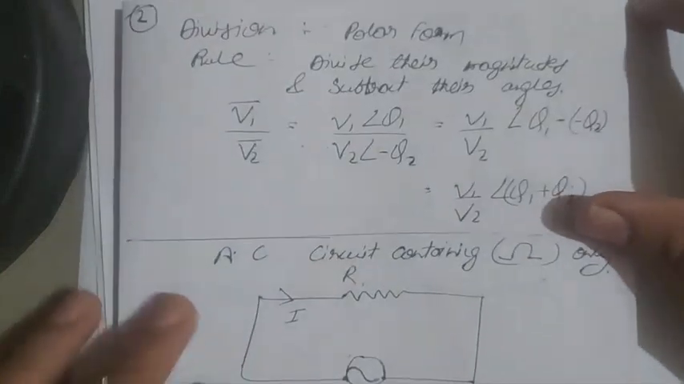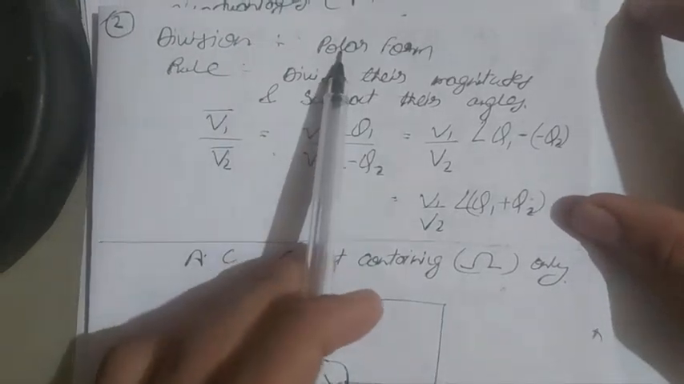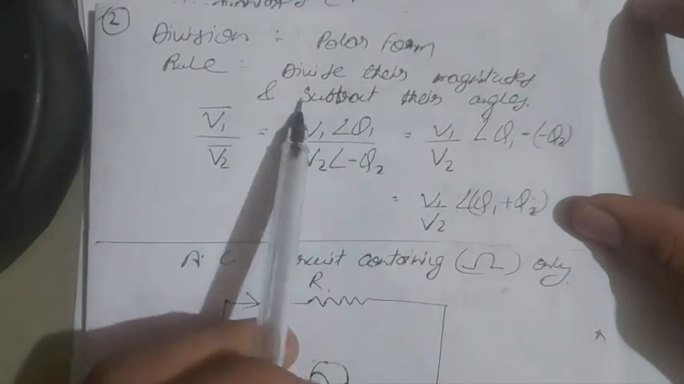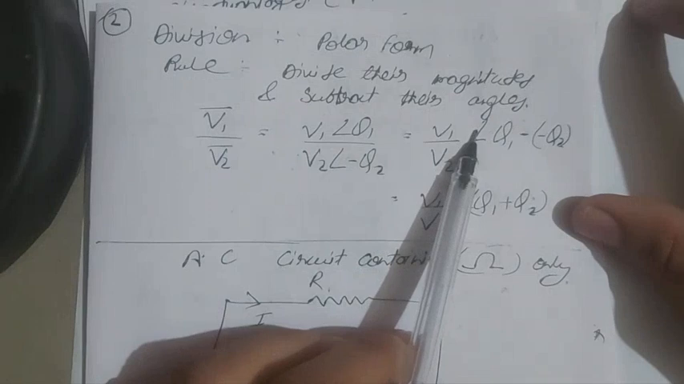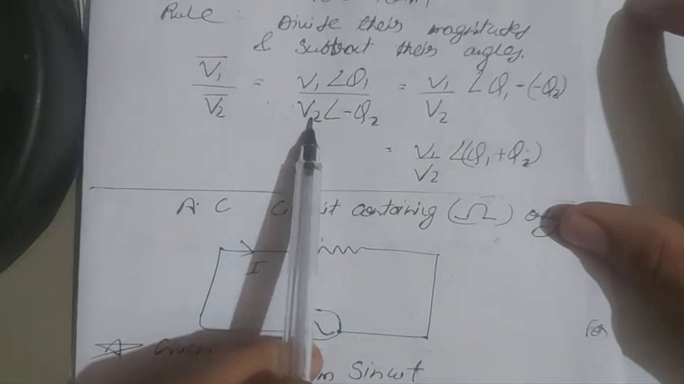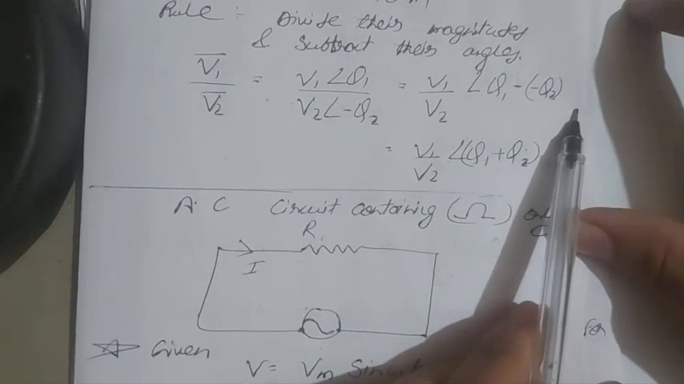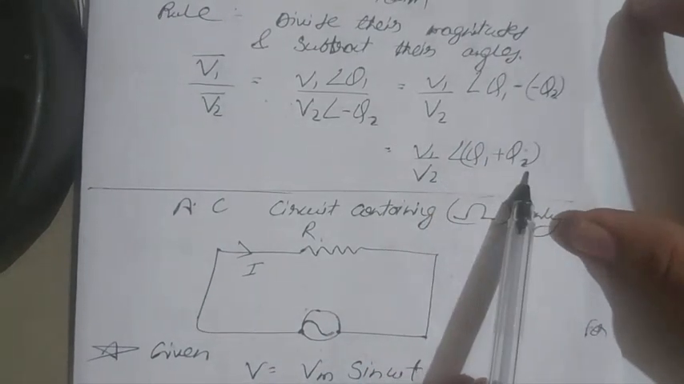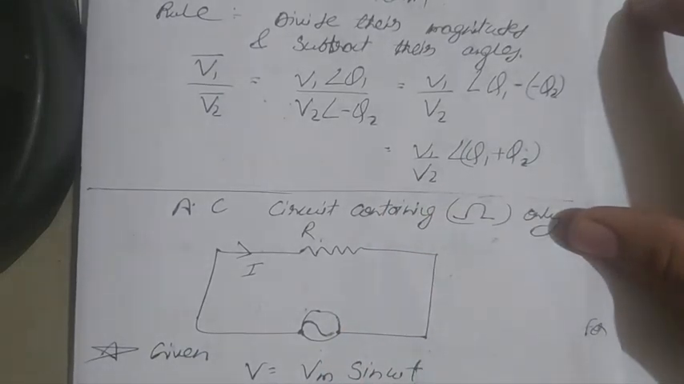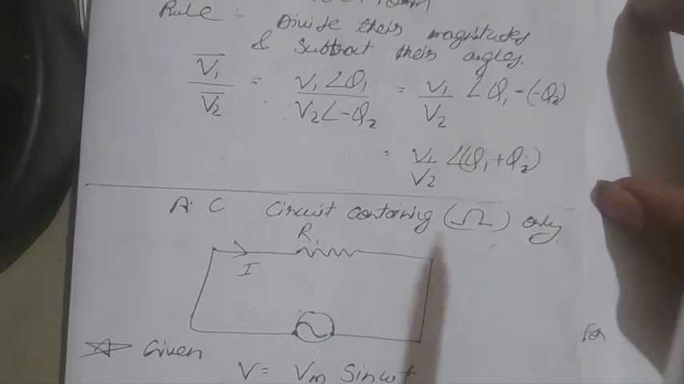So after that, for the division of phasors, here also polar form is the most preferred form, and the rule: divide their magnitudes and subtract their angles, which means V1 bar upon V2 bar is equal to V1 upon V2 and subtract their angles, which means θ1 minus θ2. We obtain V1 upon V2 angle θ1 minus θ2. I hope you understand addition, subtraction, multiplication and division of phasors.